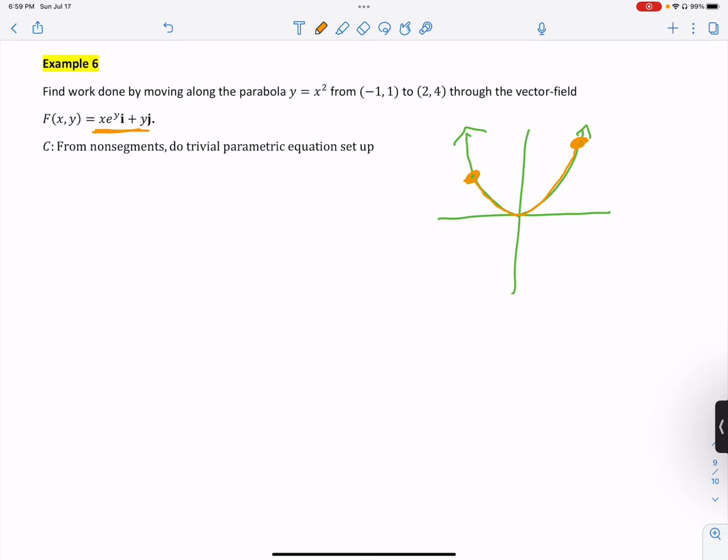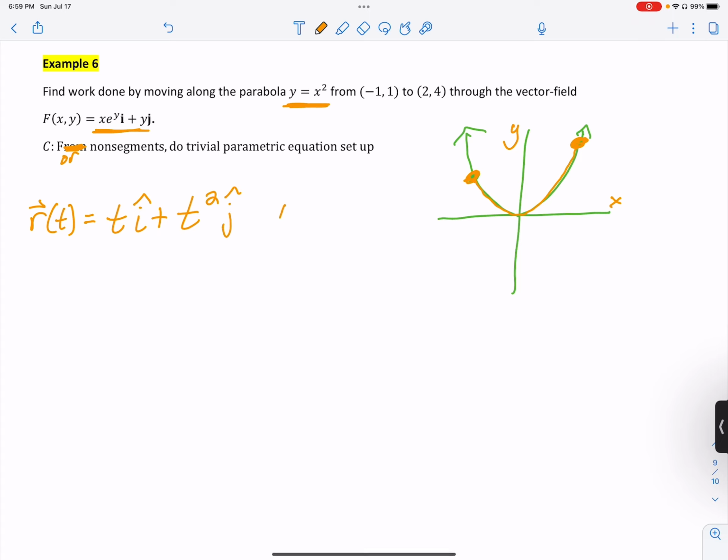So this is moving in the xy plane, or you could think about in 3 space, it's the ground, z going up. We have some vector field, and we're going to talk about how much work to get through there. The first thing we have to do is define r of t, which we don't have here. This is called the trivial way to do this. For non-segments, not a straight line, do trivial parametric equation setup. What that means is I'm just going to let x be t. If x is t, here's an equation that relates the two: y is t squared. There's my function.